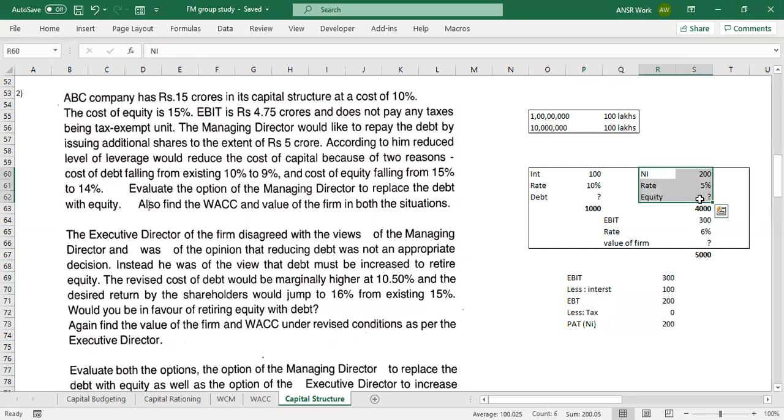divided by cost of equity, right? That's what we do. In the WACC also we have discussed it. Net income divided by cost of equity. Do you have the cost of equity right now? No, we don't have. We have the percentage. You have not read through the paragraph yet. The second line itself says the cost of equity is 15%.